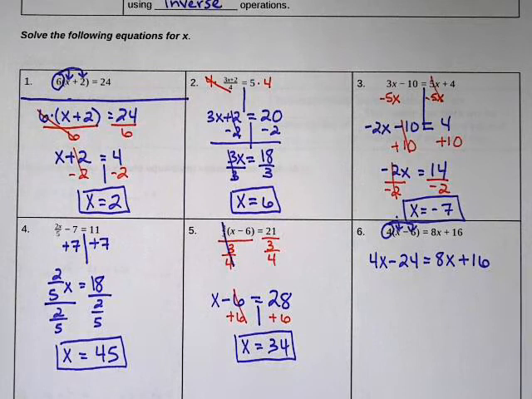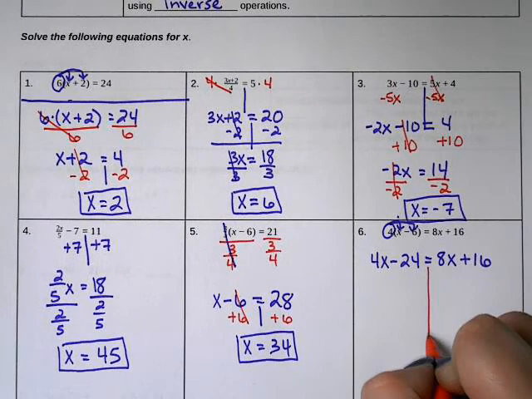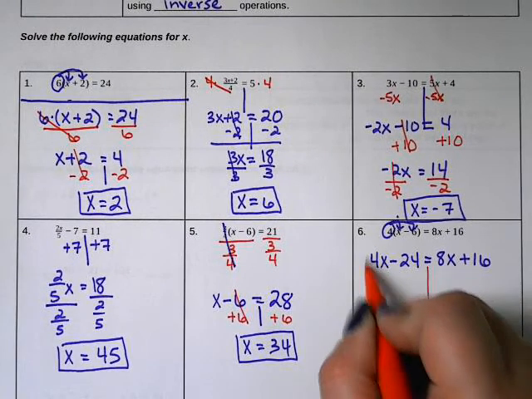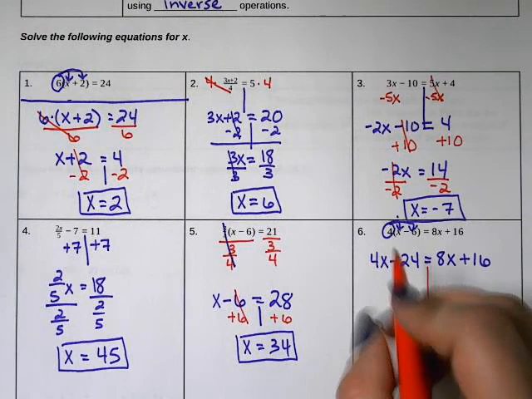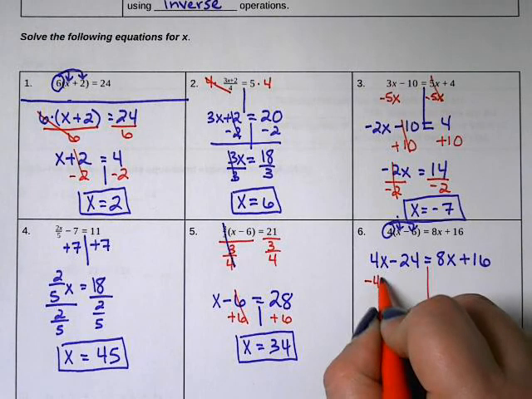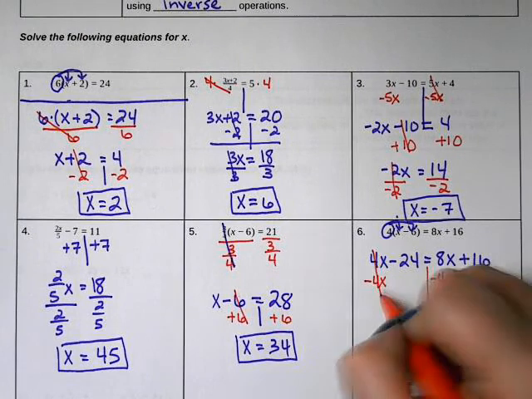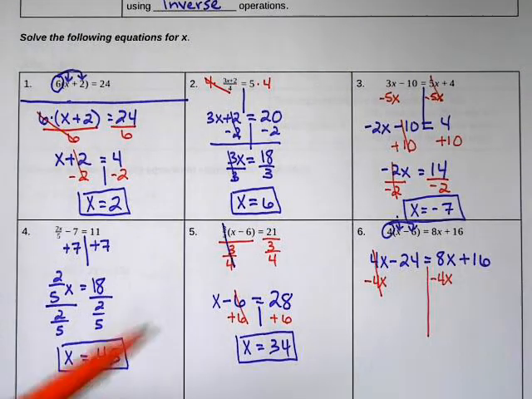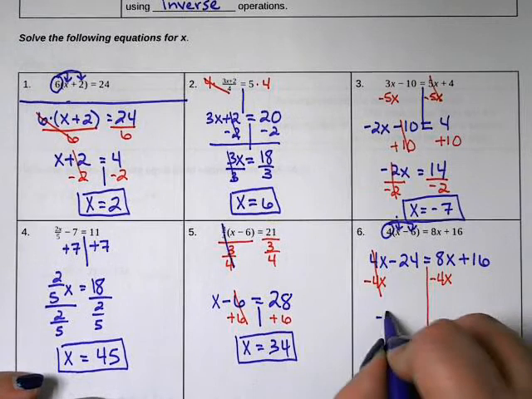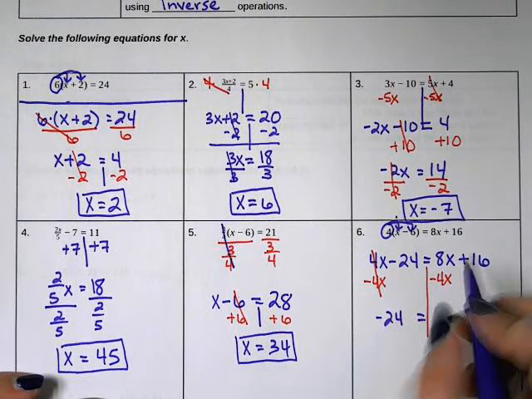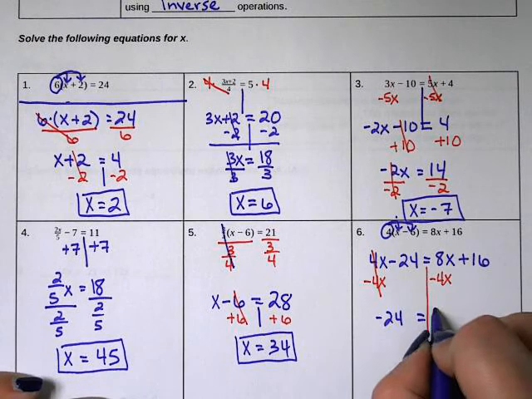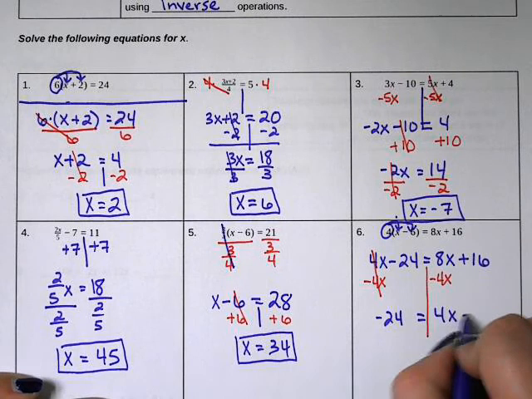So if I want my variables to be on the right side, then that means I want to get rid of this 4x. Since it's a positive 4x, I'm going to subtract it from both sides, because that gets it to cancel here. And I would just have negative 24 left on this side. 8x minus 4x is a positive 4x, and then plus 16.